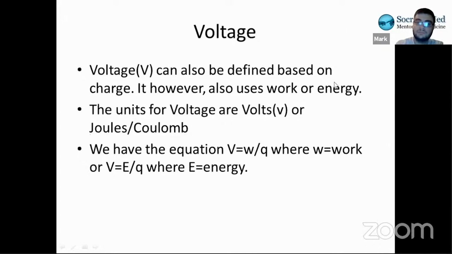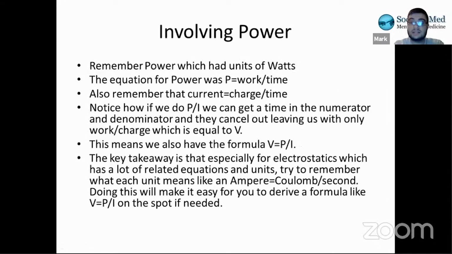Okay, that's for voltage. And this is why I said units were important, if you just followed where I was going with units for voltage and for current. Remember from one of our previous lectures, we had power. Power had units of watts, and the equation for power was work over time. We can also remember that current equals charge over time. Notice how if we do power over current, we get time in the numerator and time in the denominator, so they cancel out, leaving us with only work over charge, which is equal to V.